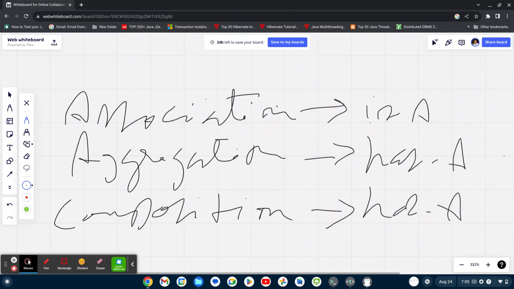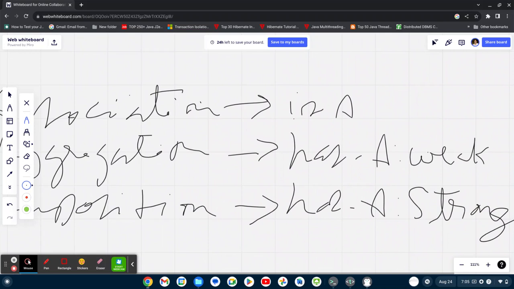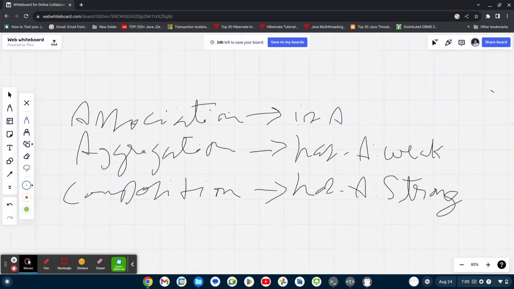Now you might ask, what is the difference between aggregation and composition, and why do we need two separate terms when both of them follow the same has a relationship? There is a small distinction between these two. Aggregation is a weak relationship, whereas composition is a strong relationship. So aggregation is a weak has a relationship, and composition is a strong has a relationship. We will see how this works in terms of the code.